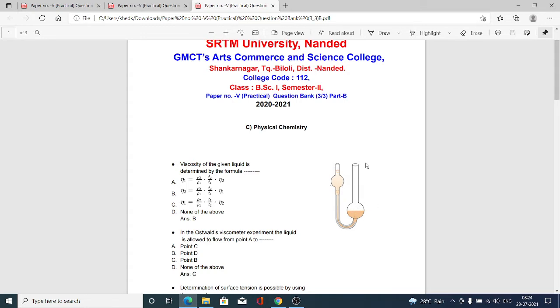In this viscometer instrument, this is a bulb which is a larger one. This is a glass bulb in the tube that is a smaller one. The liquid whose viscosity we have to measure is taken here in the bulb, then suck the liquid from the other side, which contains a small bulb. Then what happens? The liquid from this bulb, this is bulb C for example, and this is bulb D.